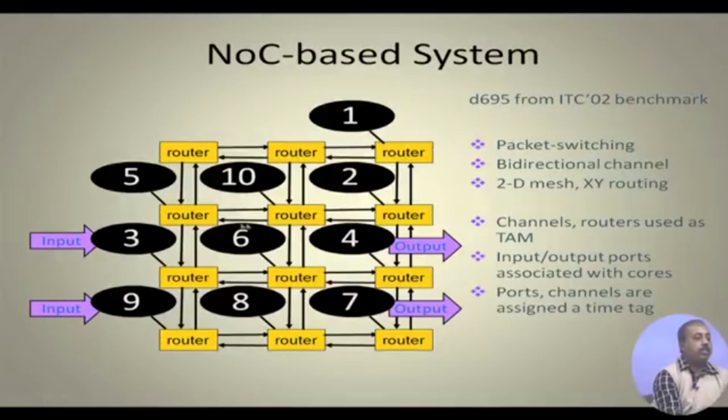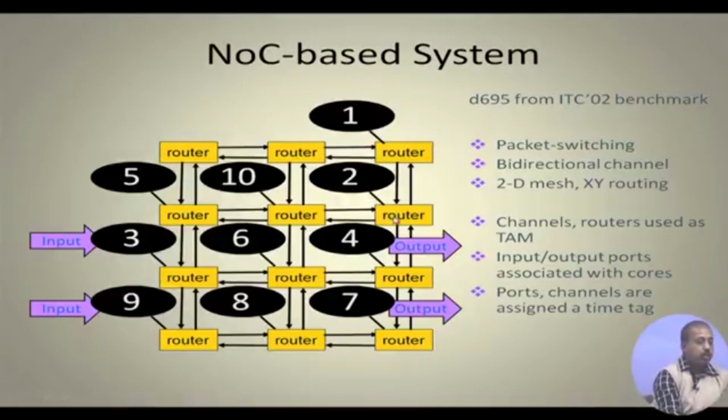Now, if it is for say testing core number 2, then it will come to this router. It will follow the XY routing. It will proceed to this router and then it will go in this direction. So, the test pattern will reach core 2. At core 2 the patterns will be applied and the responses from the core are to be transferred to the output. So, again it is transferred to this router and it is destined to core number 4 now, because core number 4 is the corresponding output port.